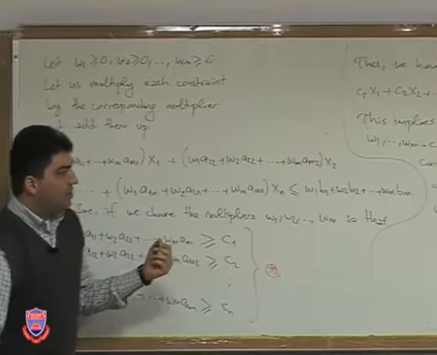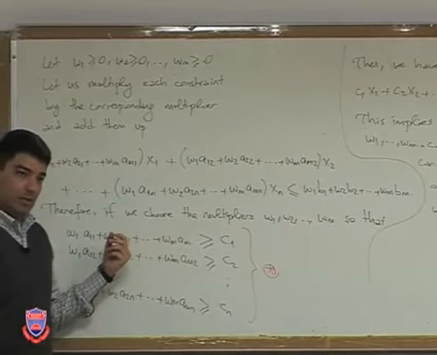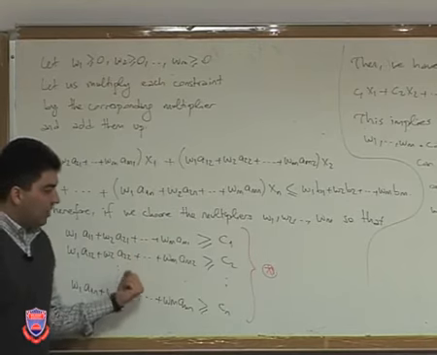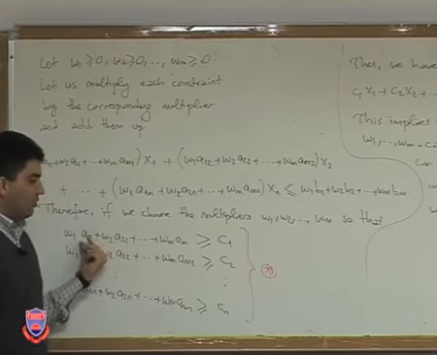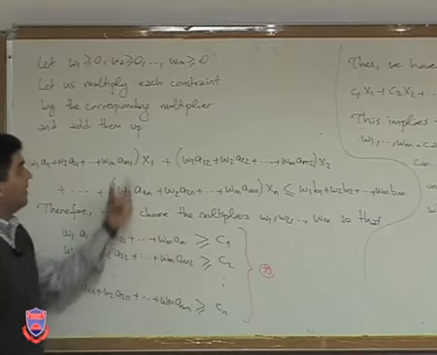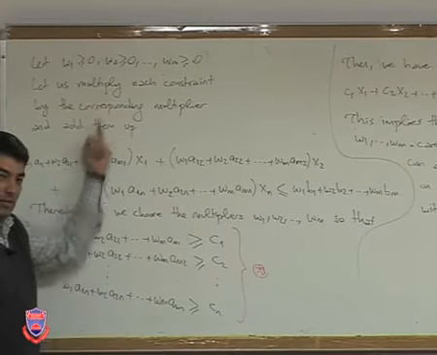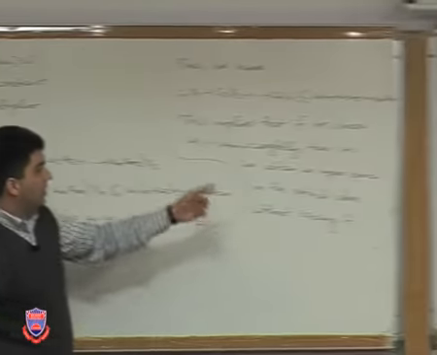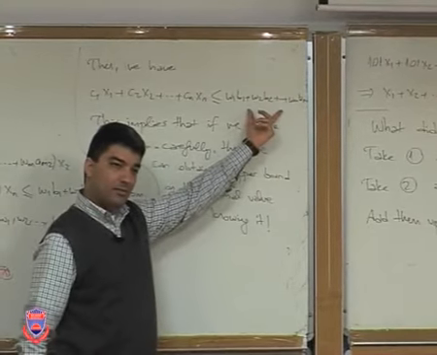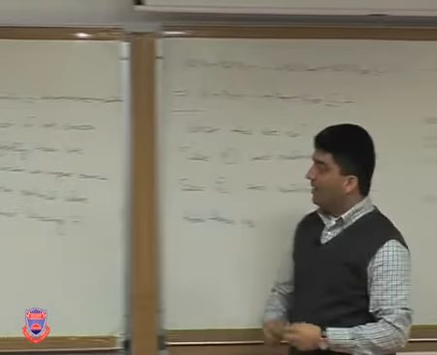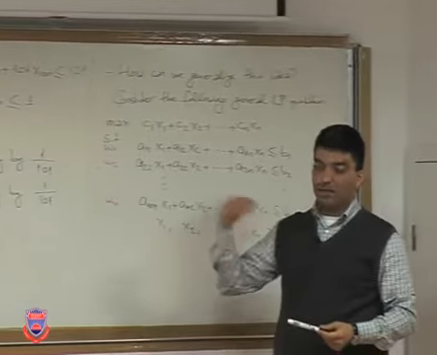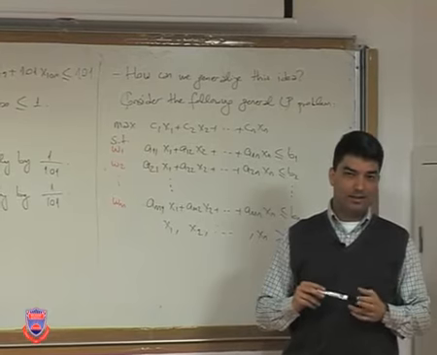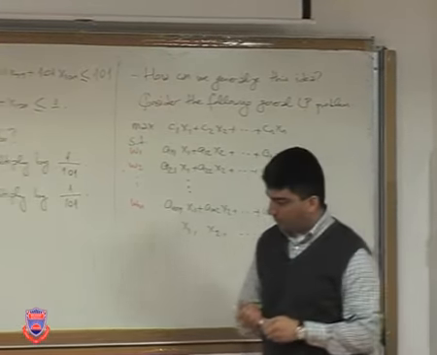Since I'm interested in finding the best upper bound for my problem, best upper bound basically means the smallest upper bound, so that reduces to the following problem. I'm interested in finding values for W1 through Wm in such a way that, first of all, they're going to be non-negative. Secondly, they're going to satisfy all of these conditions, and at the same time, this value will be as small as possible. If I can achieve that, then I'm going to get the best possible upper bound on the optimal value. Does that make sense?